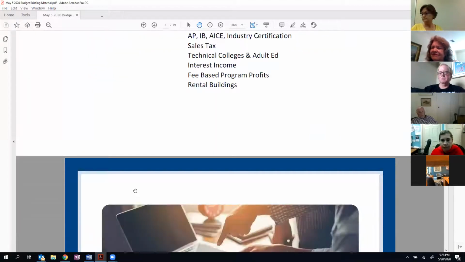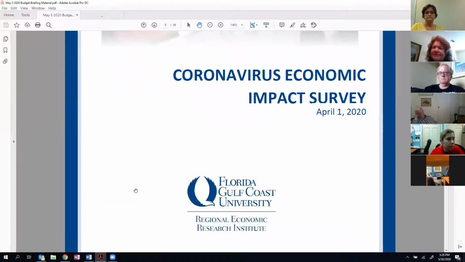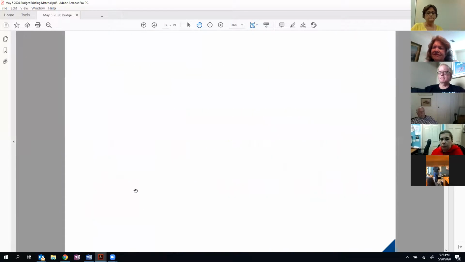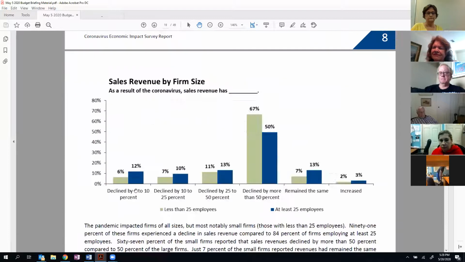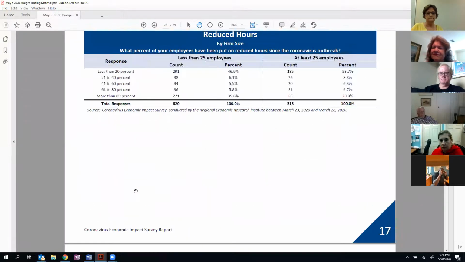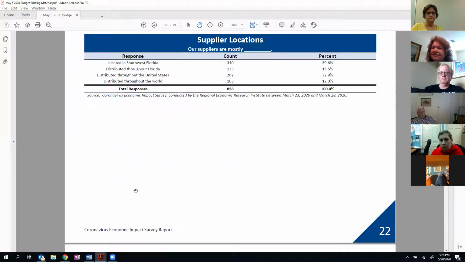Okay, so the next pages are basically, there's a lot of stuff in here from the economic survey that was done in April. They have released another one, and I have not had the opportunity to look at it. It was just emailed to me. But if you're interested, you can read through that. But I want to get down to here.